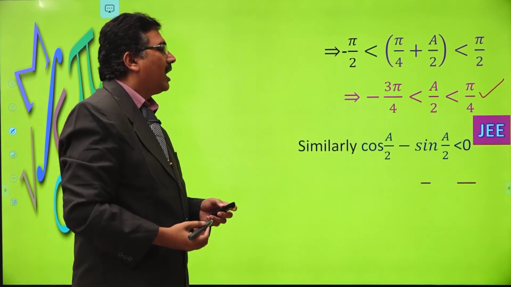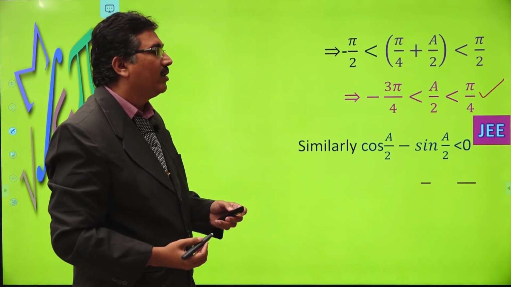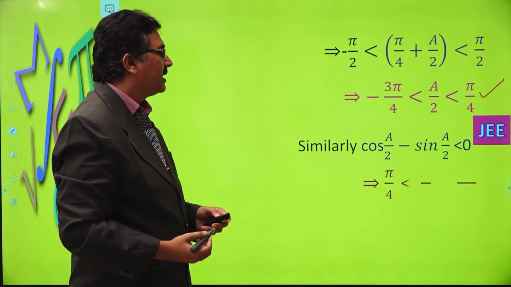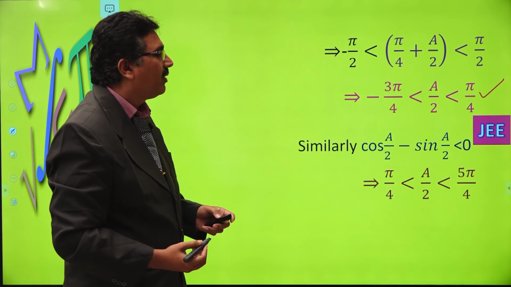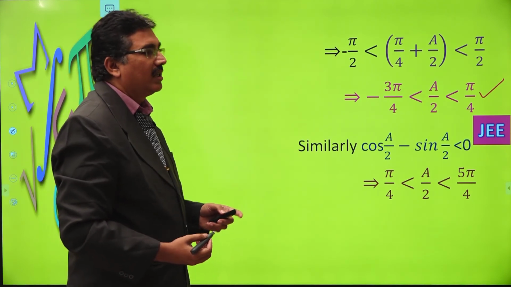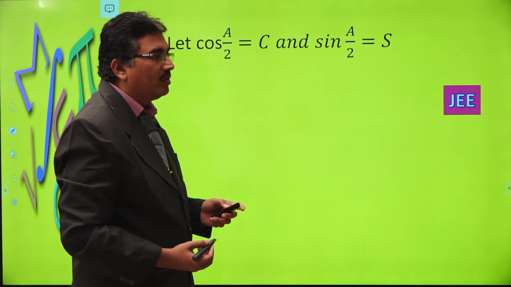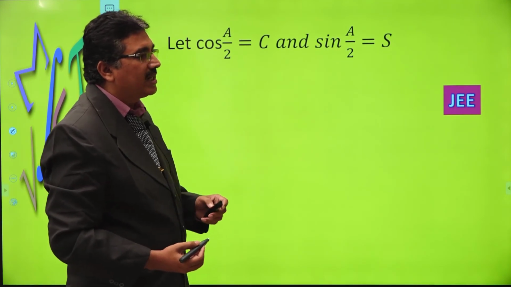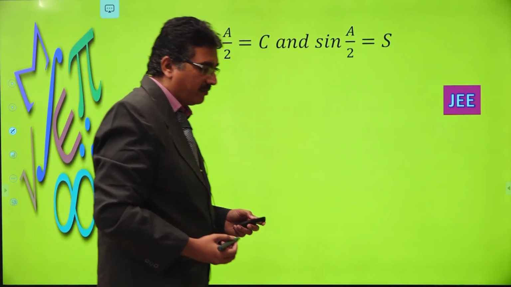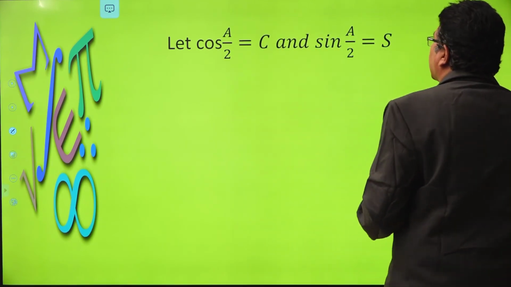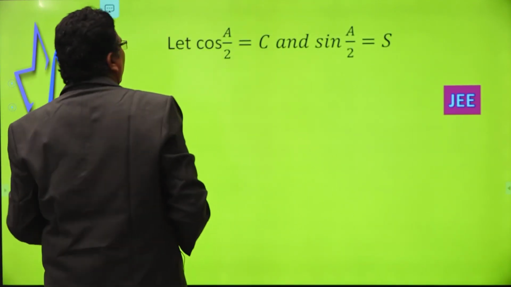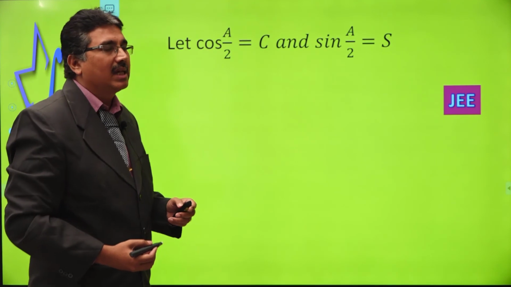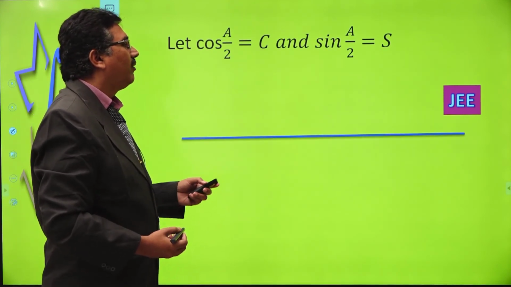Similarly, cos a by 2 minus sin a by 2 is less than 0. That implies pi by 4 is less than a by 2, which is less than 5 pi by 4. Right? Now, summarize the above explanation in the form of a diagram. Let cos a by 2 be equal to c and sin a by 2 be equal to s.